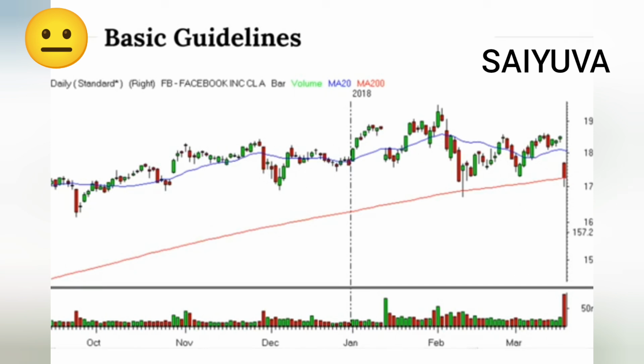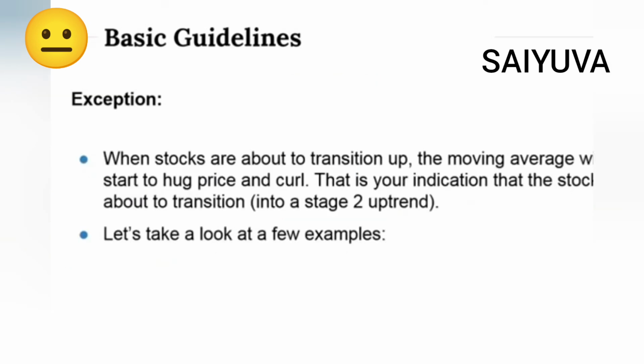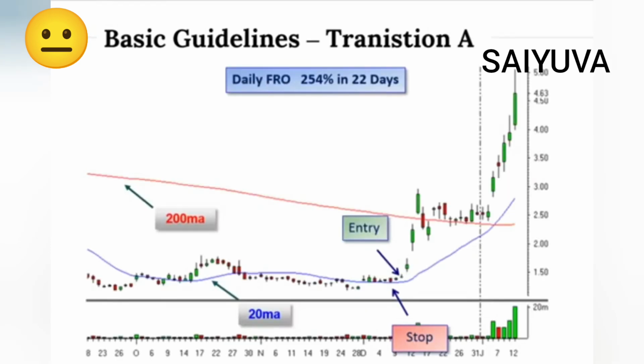When it's sideways, how does this moving average tell me where the stock is going to go next? It doesn't, right? It's going through price. So again, when the stock is going sideways, when the moving average is sideways, it's not very useful. When stocks are about to transition up or down, the moving average will start to hug price and curl. That's your indication that the stock is about to transition into a stage 2 uptrend or a stage 4 downtrend. Here's what I mean.